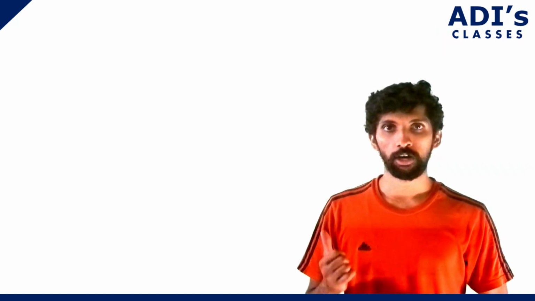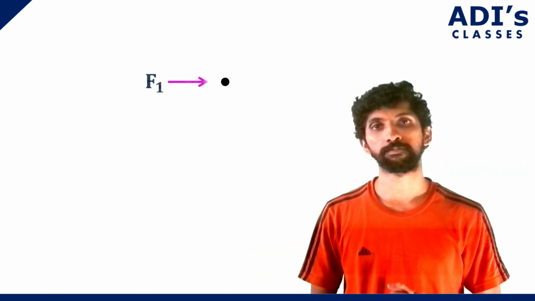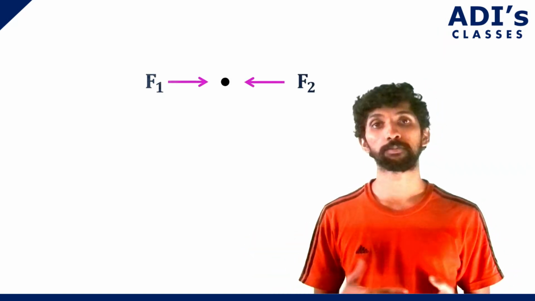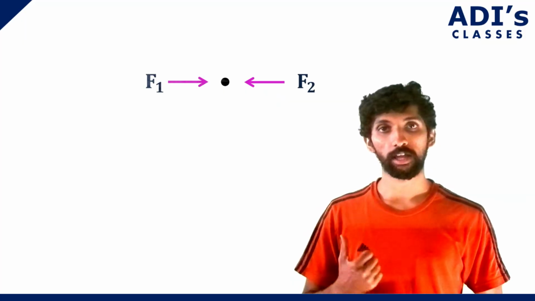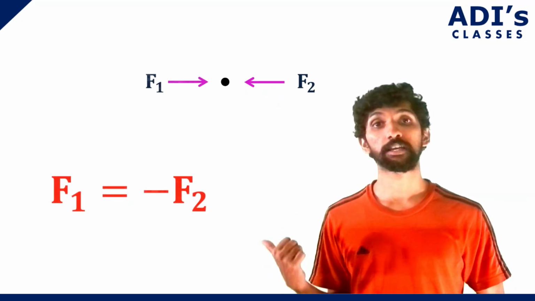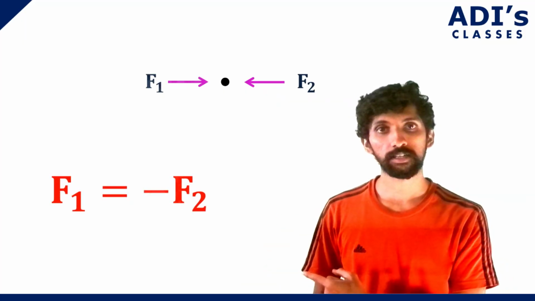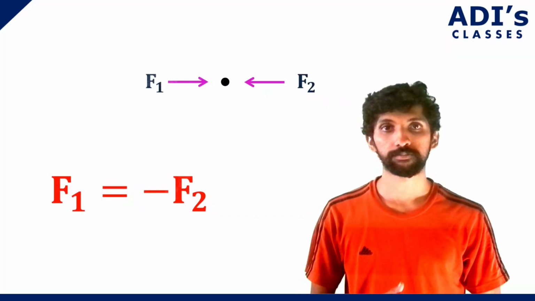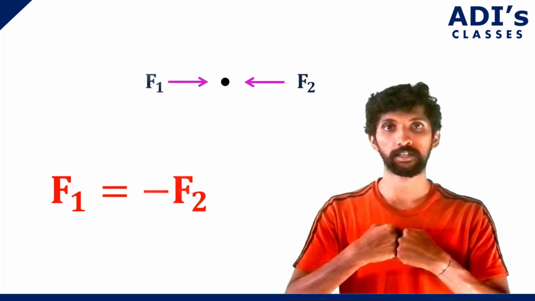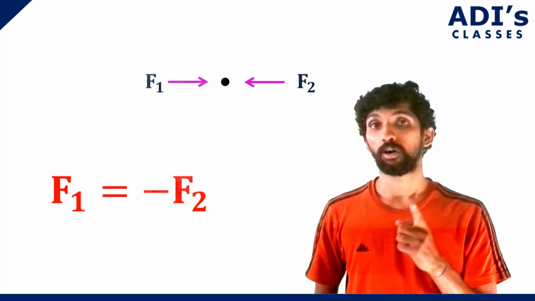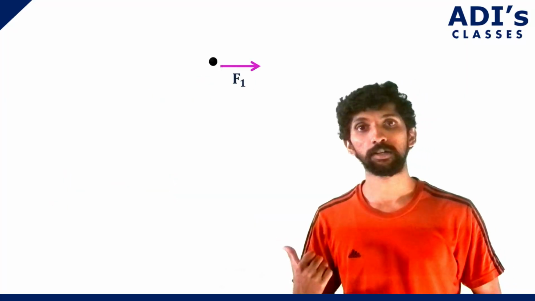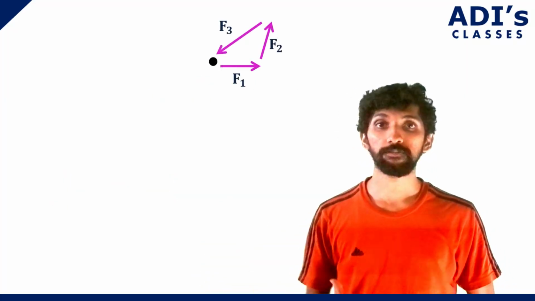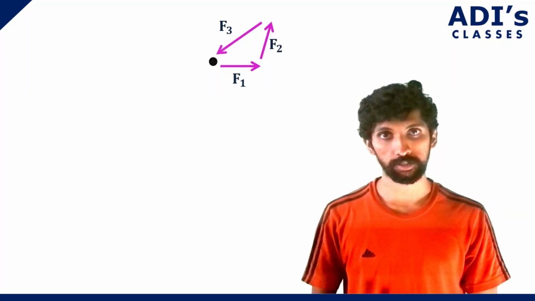First one: you have F1 and F2. Two forces are acting in the opposite direction, correct? So F1 is equal to minus F2. In this particular case, the body is at equilibrium. So two forces are acting like this. One more: you have F1, F2, F3. This is the example I gave also.